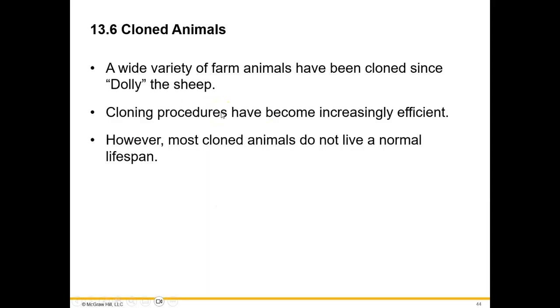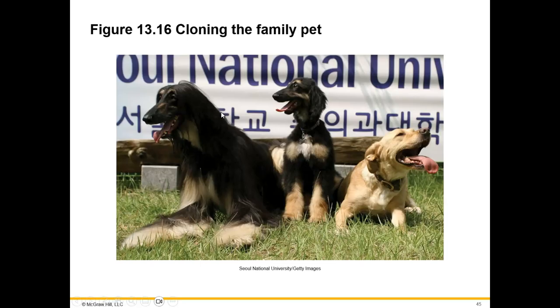It does turn out that most of these cloned animals do have different lifespans. They're usually shortened and they might have some genetic problems as well. Cloning procedures have become increasingly efficient despite the fact that they usually don't have a normal long lifespan. It's actually become so efficient that we have now developed a path for cloning your family pet. A lot of celebrities have been known to do this. I'm pretty sure the number in the book was about $60,000 to clone your dog. So that would basically mean that you will end up with a puppy that has the exact same genetic information as the dog that you knew and loved.